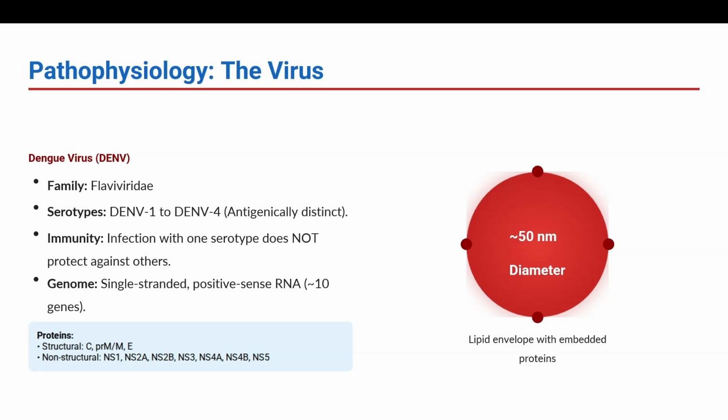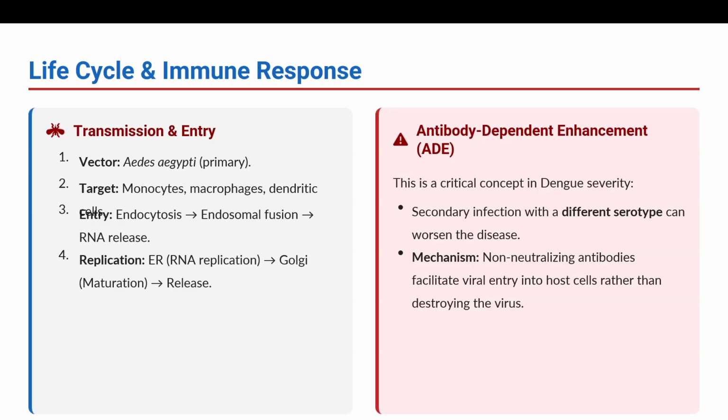Non-structural proteins are mainly NS1 to NS5, of which NS2 has two subtypes, 2A and 2B, and NS4 has subtypes 4A and 4B. NS1 is mostly common among all four serotypes and is used for diagnostic purposes. The life cycle: it is transmitted by the vector Aedes aegypti, as we all know.